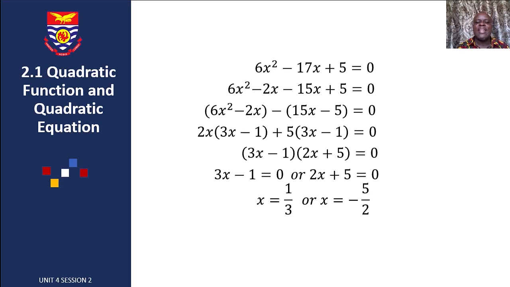So it's either 3x minus 1 is equal to 0 or 2x plus 5 is equal to 0. So x is equal to 1 out of 3 or x is equal to negative 5 out of 2 when you simplify. I guess your answer is the same as what we have here.